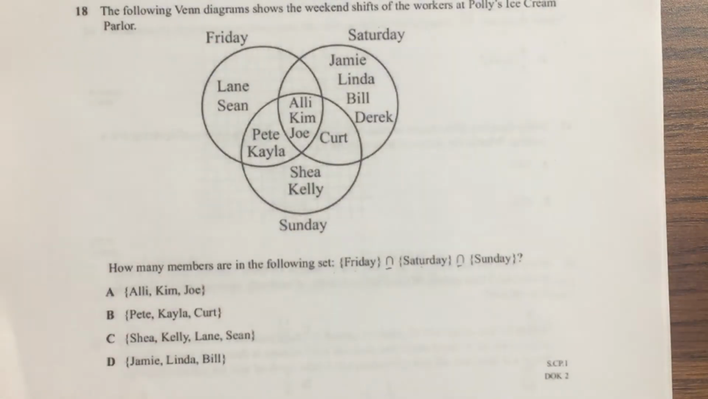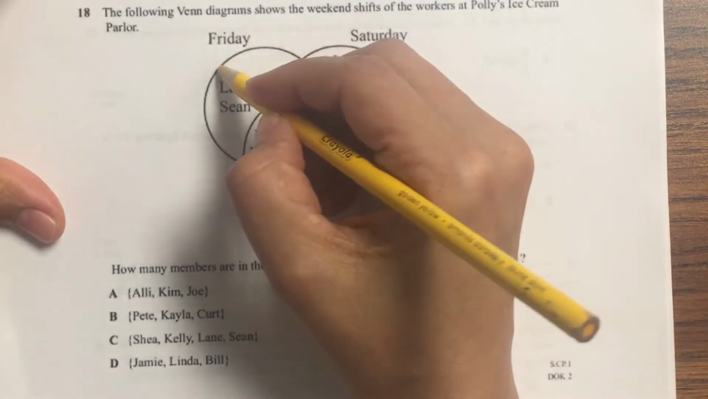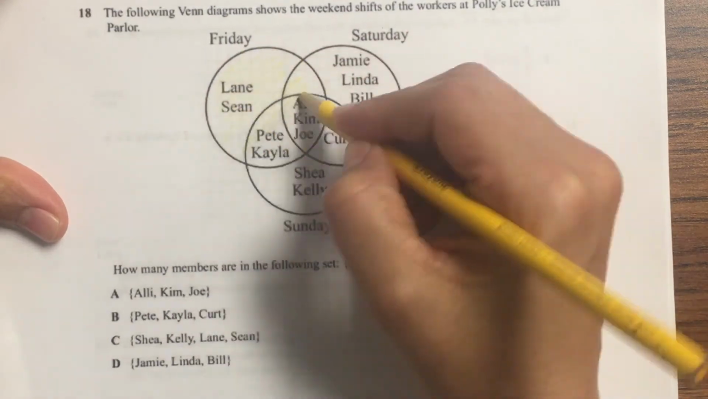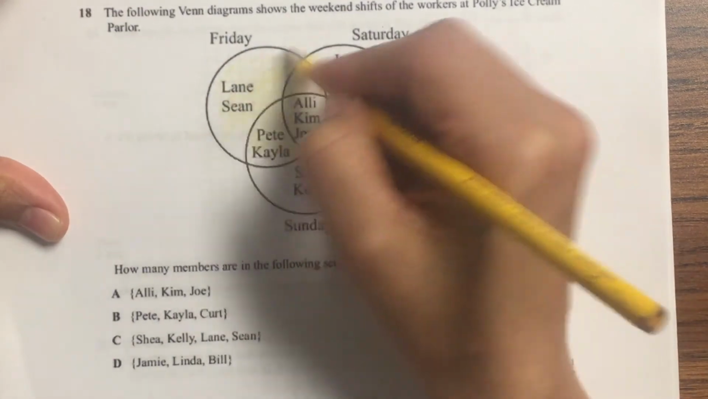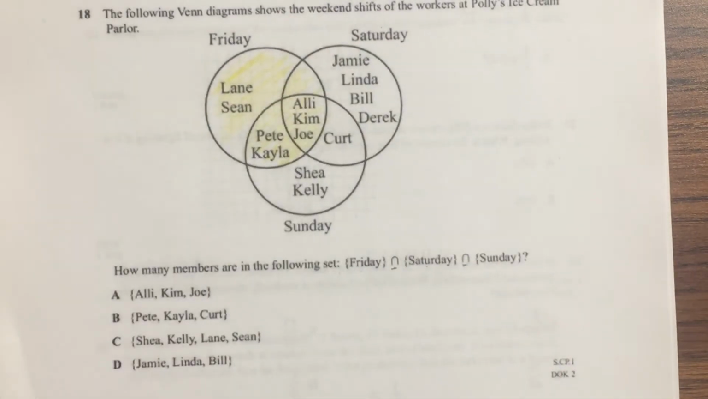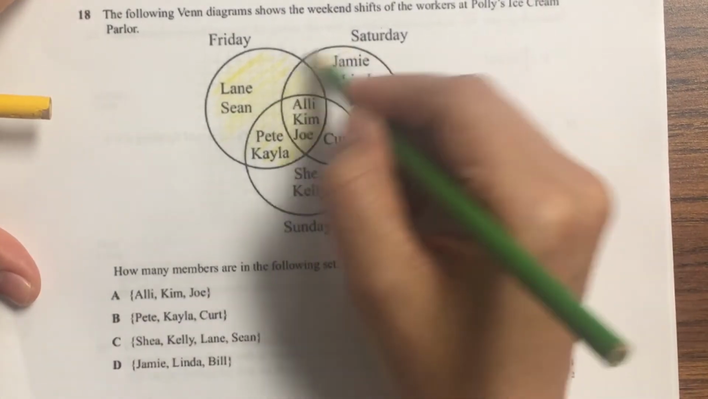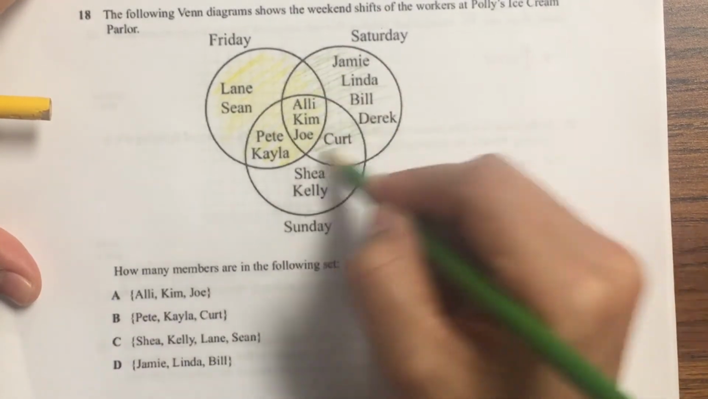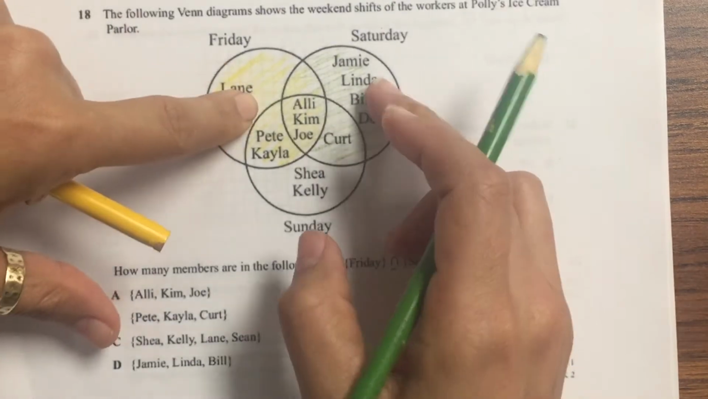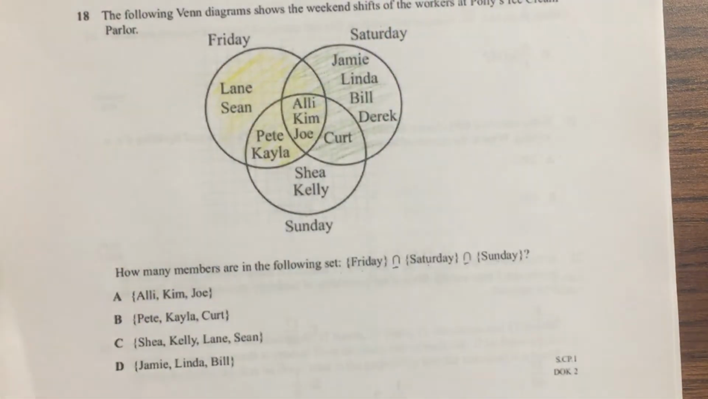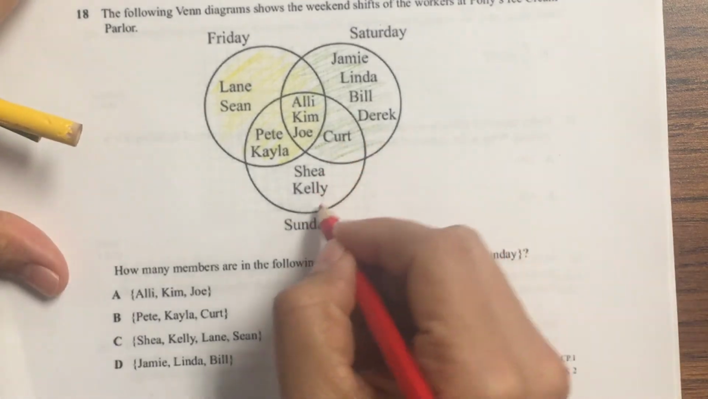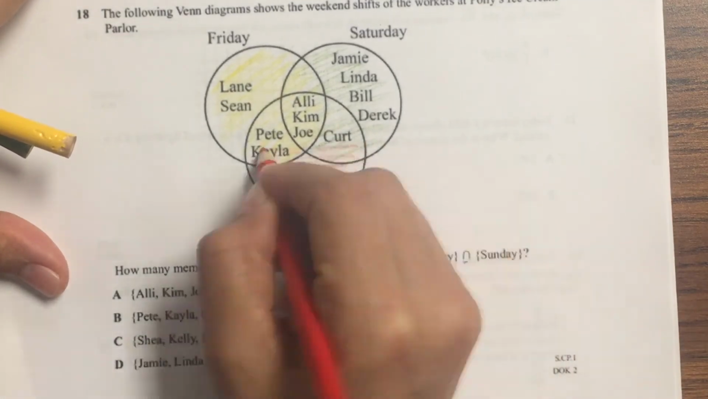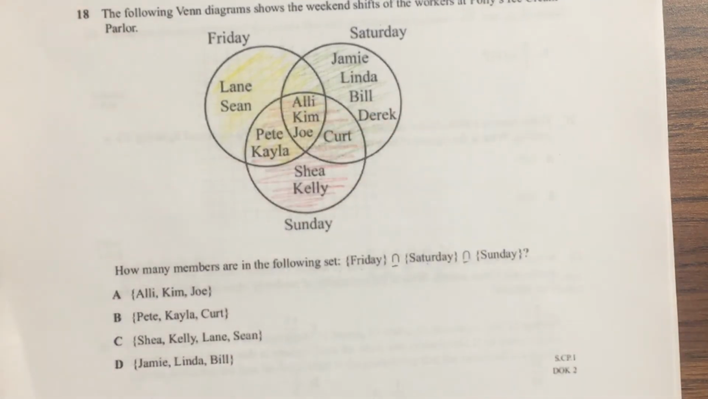So I'm going to use colors to illustrate this for you so that you can clearly see it. All of Friday is yellow. That's all of Friday. Okay. All of Saturday is green. Where Friday and Saturday meet, do you agree should be yellow and green? So that's this, right? But they don't care just about that. They want all of Sunday as well to meet. So the question is, where do you see all three colors?